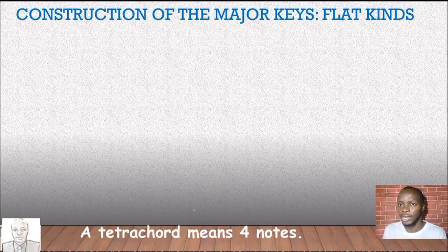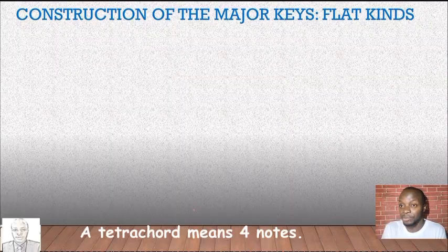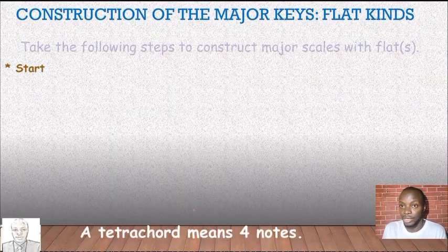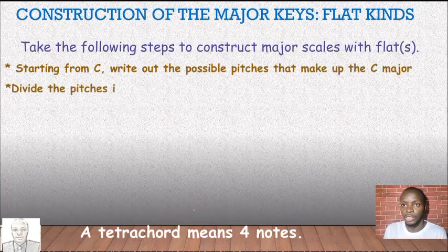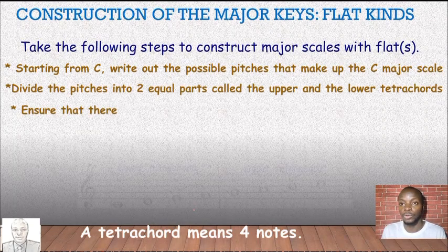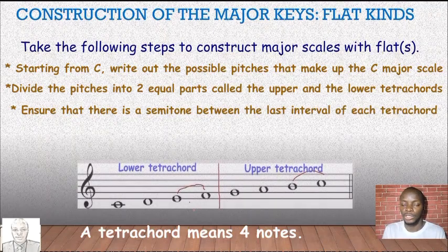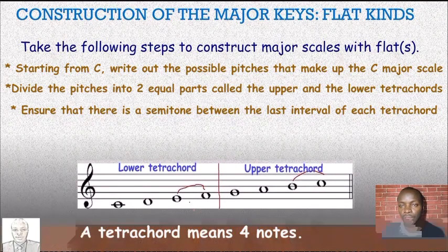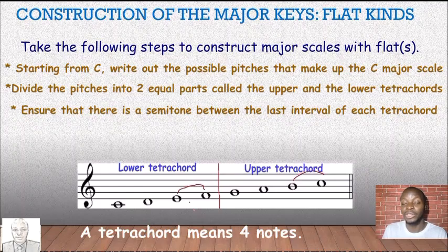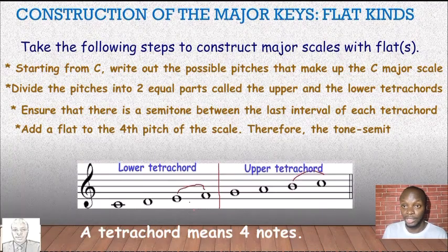So in the flat kinds, we have a similar arrangement but with a little difference here and there. Here in the flat kinds, we're still going to ensure that we have a semitone between the 3rd and the 4th interval of each tetrachord. That is the last interval in each tetrachord. But in this case, you're going to flatten the 4th pitch on each scale, right?